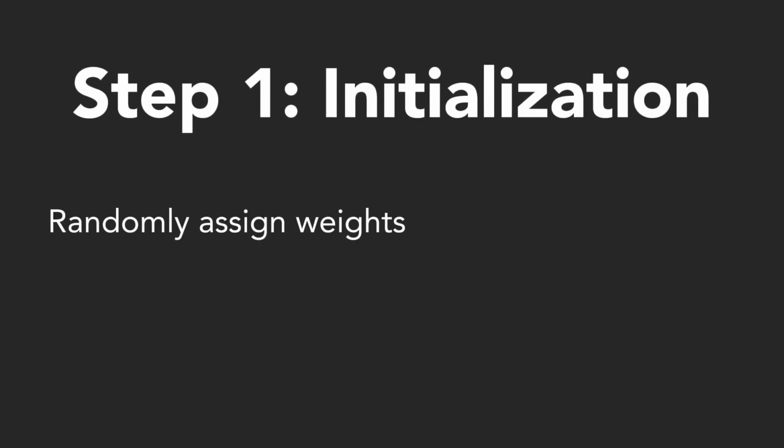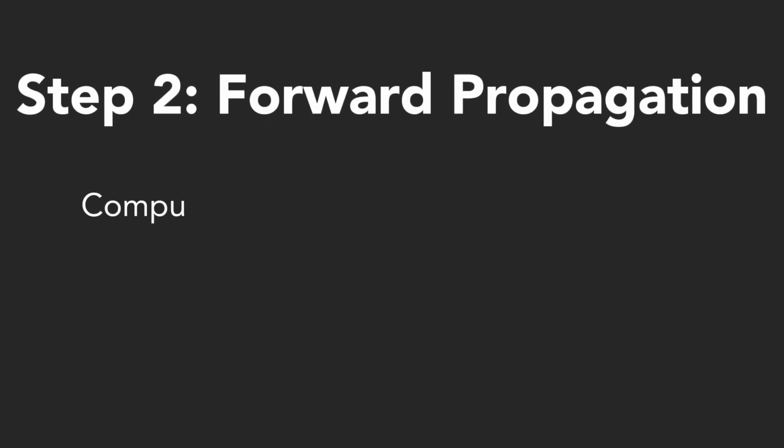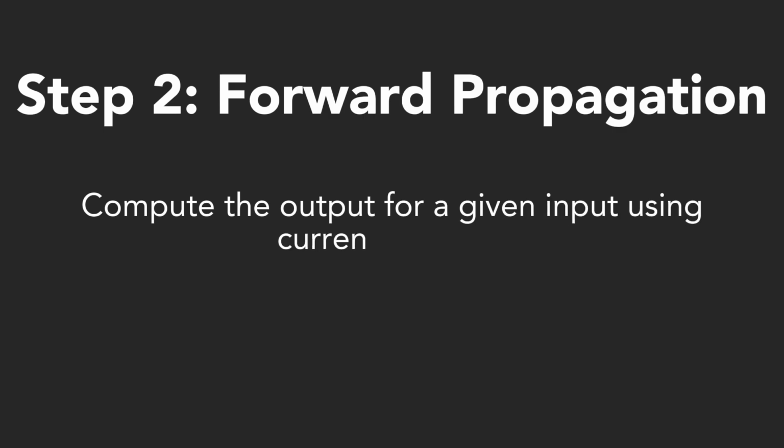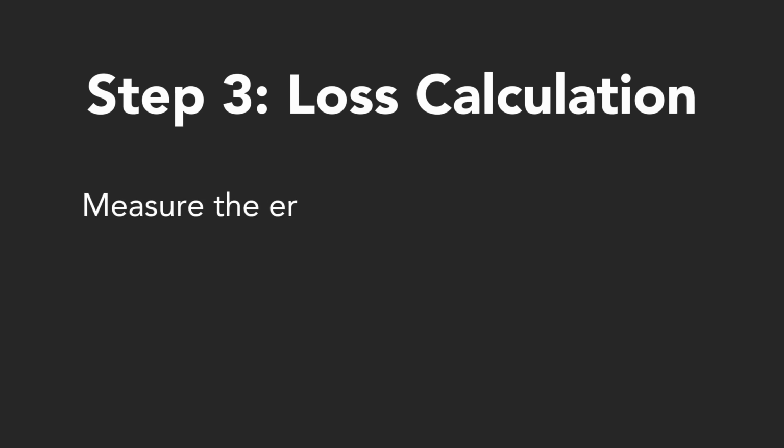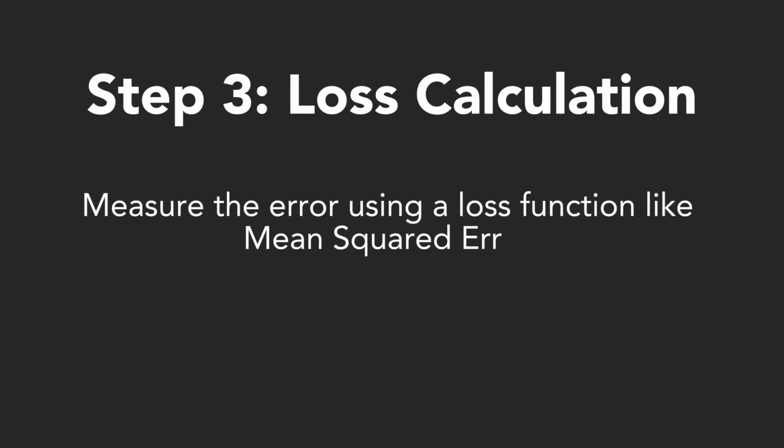Steps to train an ANN. First step is initialization. In this, we randomly assign weights and biases to neurons. Second is forward propagation. In this, we compute the output for a given input using current weights. Third is loss calculation. In this, we measure the error using a loss function like mean squared error.